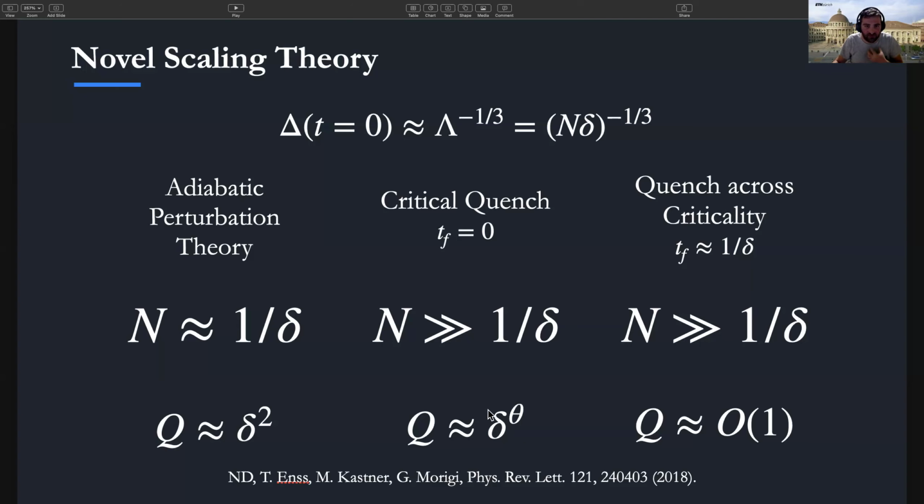But this long-range system is special because in this system it's of order 1, meaning that even when delta goes to 0, the number of defects remains finite. The number of defects cannot be sent to 0 by making a quasi-static transformation. And this is due to the fact that the thermodynamic limit and the quasi-static limit, so the limit n equal to infinity and the limit delta to 0, do not commute for this long-range system.